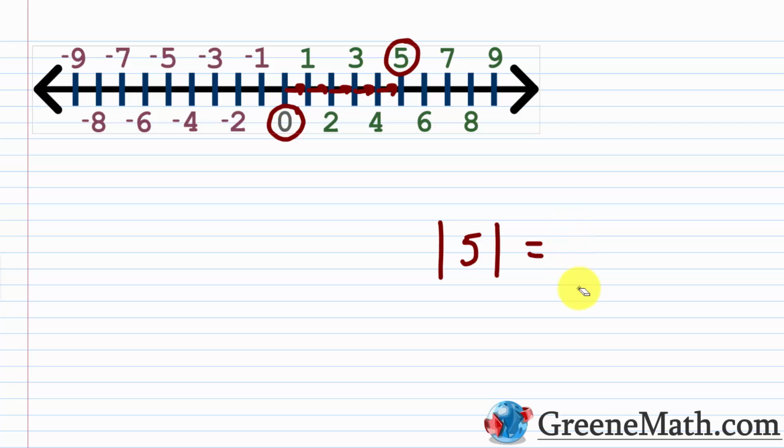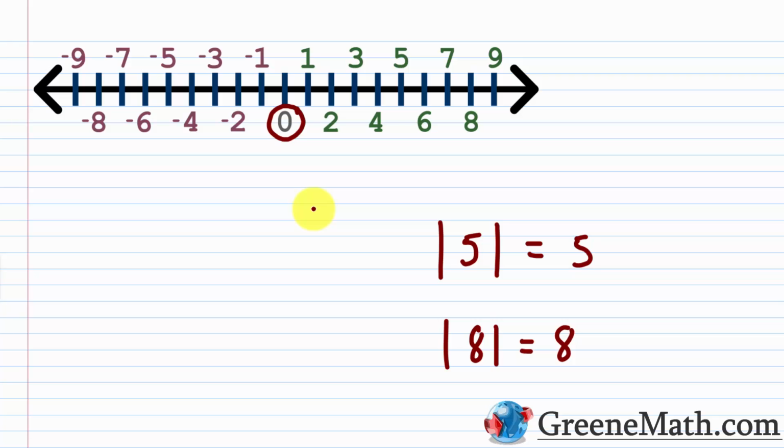So the absolute value of 5 would just be 5. The absolute value of any positive number is just the number. So if I wanted the absolute value of, let's say, 8, it's just 8. If I wanted the absolute value of 1 million, it's just 1 million, and so on and so forth. Now, when we work with absolute value, we've got to be aware of some of the restrictions or things that happen when we take the absolute value of a number.